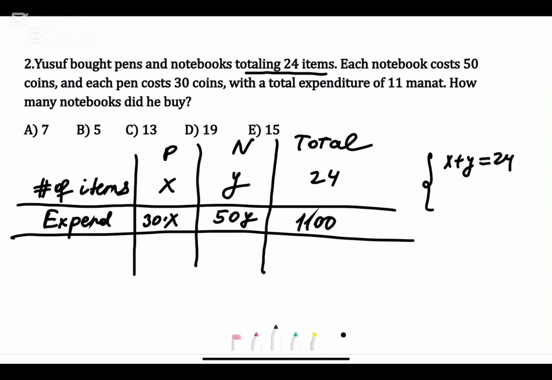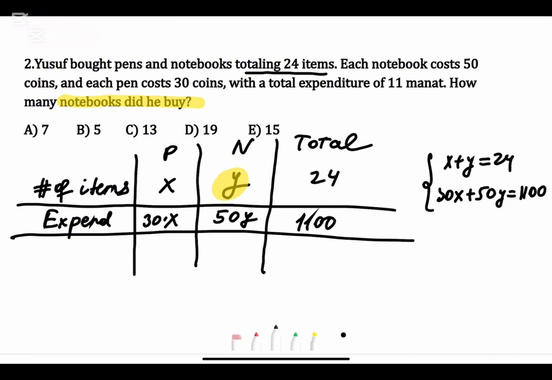And we also have 30x plus 50y. That's equal to 1100. That's it. What we have to find: how many notebooks did he buy? Notebooks, again, we have to find y from this system of equations.